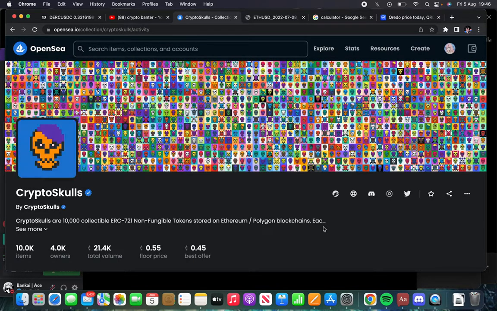God, I remember Crypto Skulls. I was there, never bought, but watched people buy in at like, I don't know, 0.5, 1 ETH, all kinds of levels, and they made some profit.